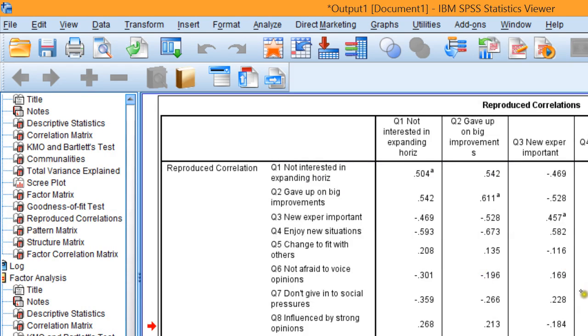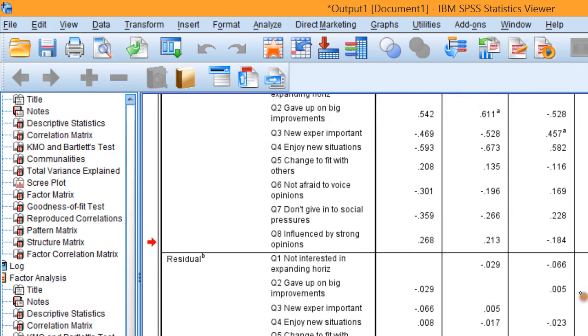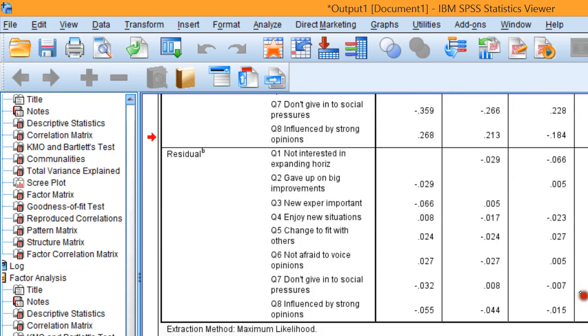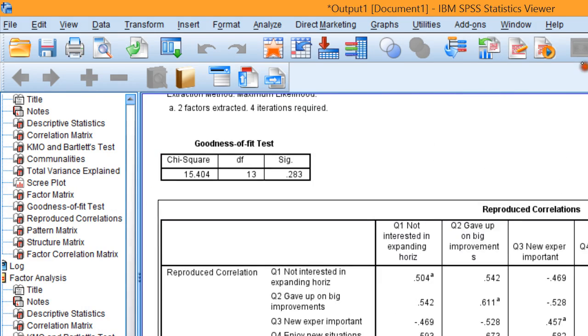So the factor solution is looking pretty good so far, except for that one residual greater than 0.1, which is no good. So just see which item that's on.